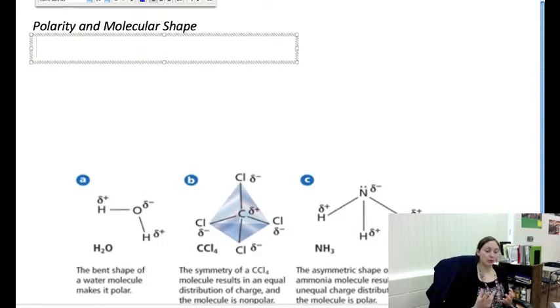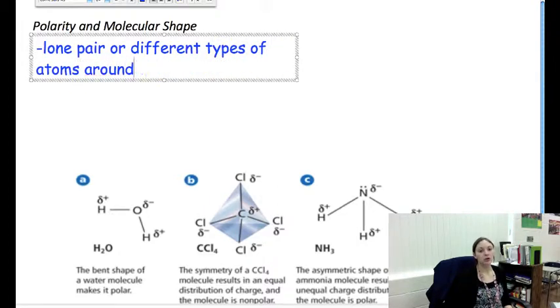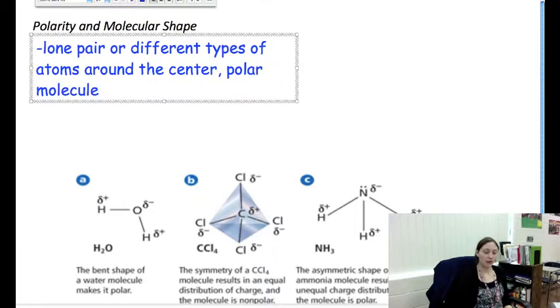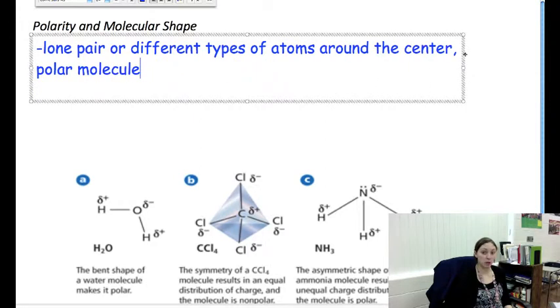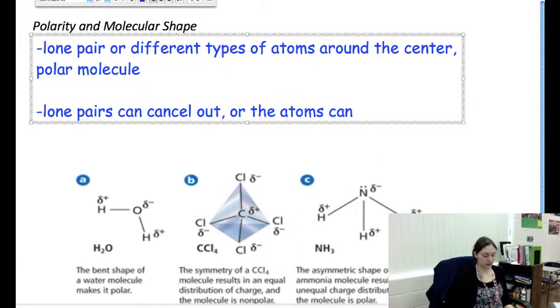Okay, now we're going to look at how the polarity goes along with an actual molecular shape, like a whole molecule, not just a particular bond, okay? And if I look at a whole molecule, if you have a lone pair, okay, or different types of atoms around the center, you're pretty much going to have a polar molecule. Okay, now they can cancel out, so you got to be careful. That's why I said pretty much, okay, because your lone pairs can cancel out, okay, if one is on top of a molecule, one is on the bottom, or the atoms can cancel if they pull in opposite directions.